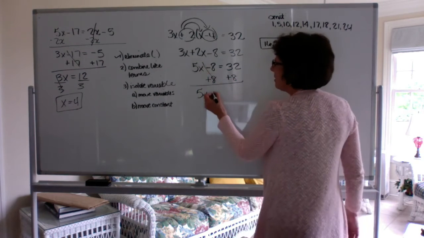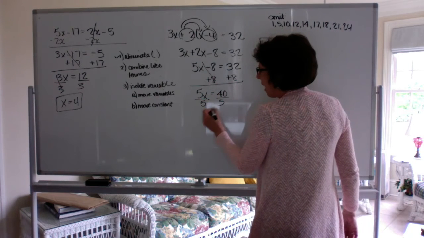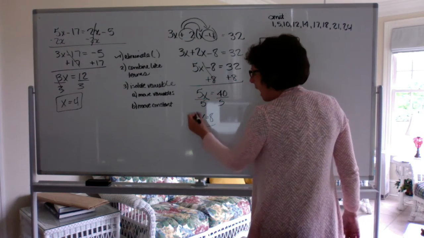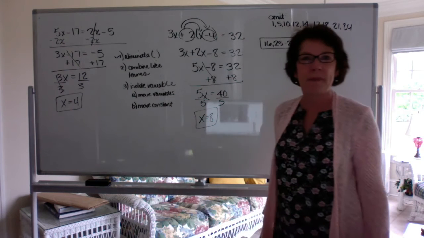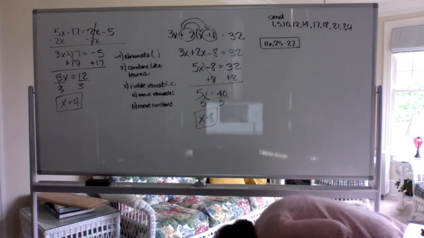Excuse me, 5x equals what? 40. Divide by 5, x equals 8. Okay, there we go. Now, let's go to the homework.